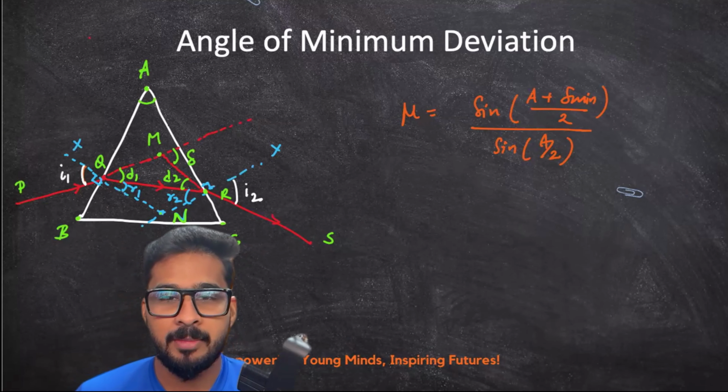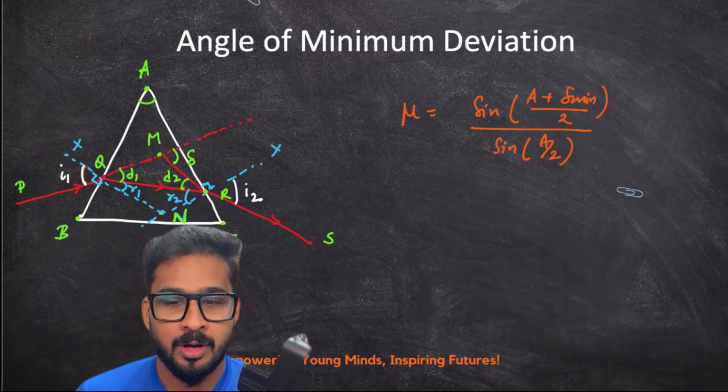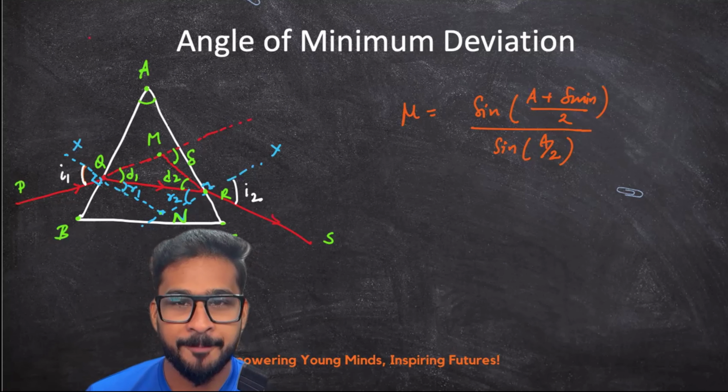So the angle of minimum deviation of a prism is given by mu is equal to sine of (A plus delta min) by 2 divided by sine of A by 2. This is the prism diagram that you need to draw. Draw all the derivation diagrams neatly with scale and pencil and mark it as follows.